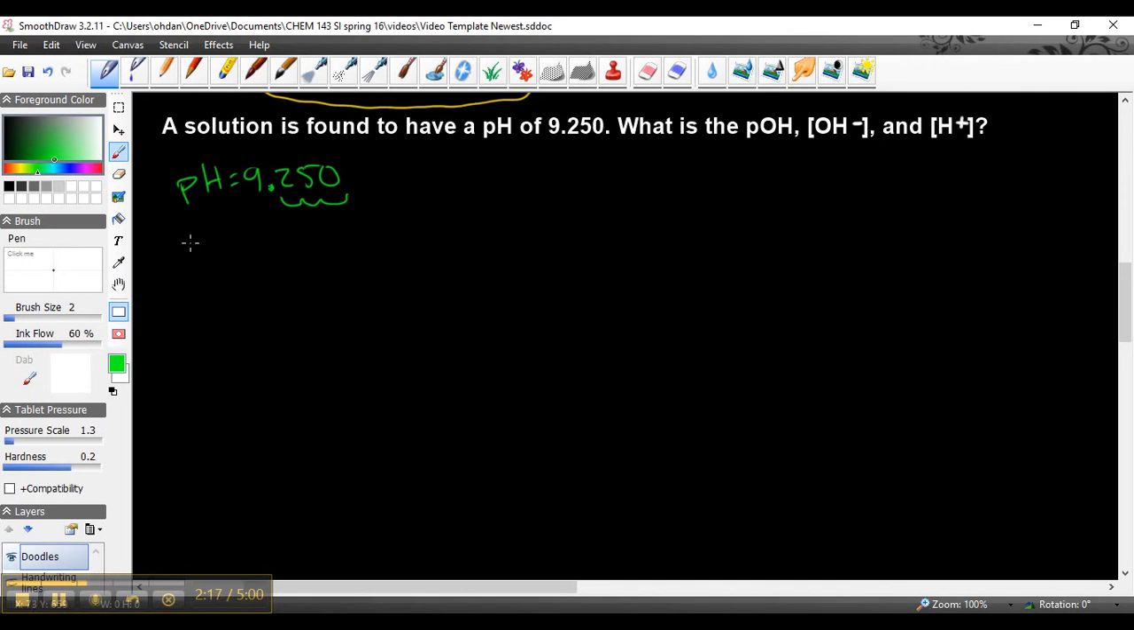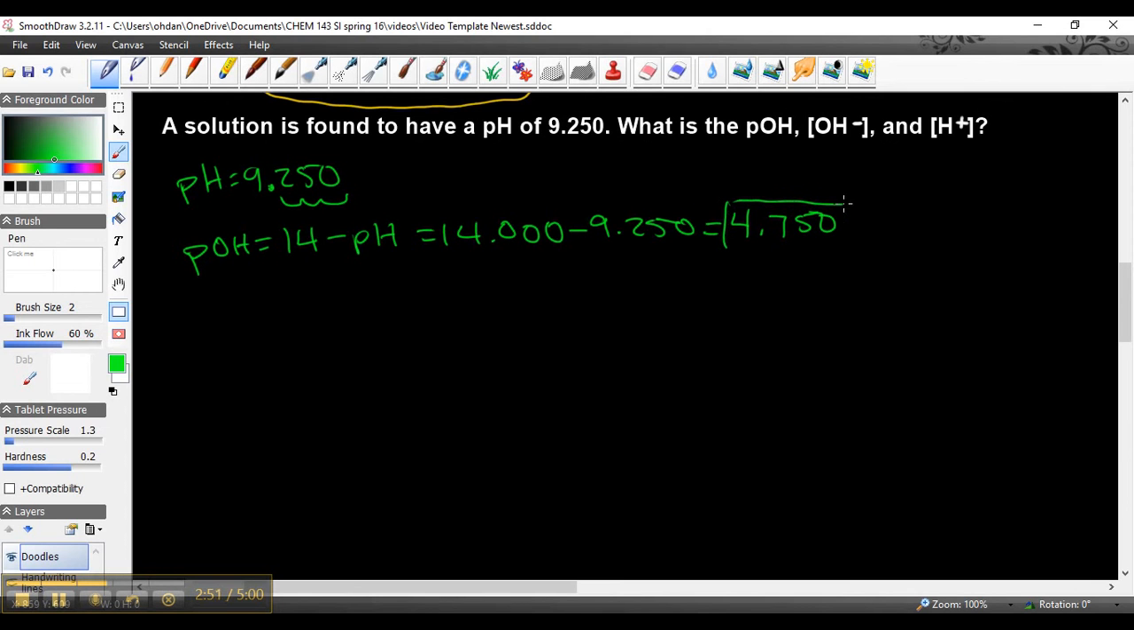But let's do our pOH first, because that's going to be the easiest one to do. pOH equals 14 minus my pH, which equals 14 minus, or it's going to be 14.00, whatever you have sig fig wise. So in this case, 14.000 minus 9.250. My pOH is going to equal 4.750. I worked it out on the board that you guys can't see.